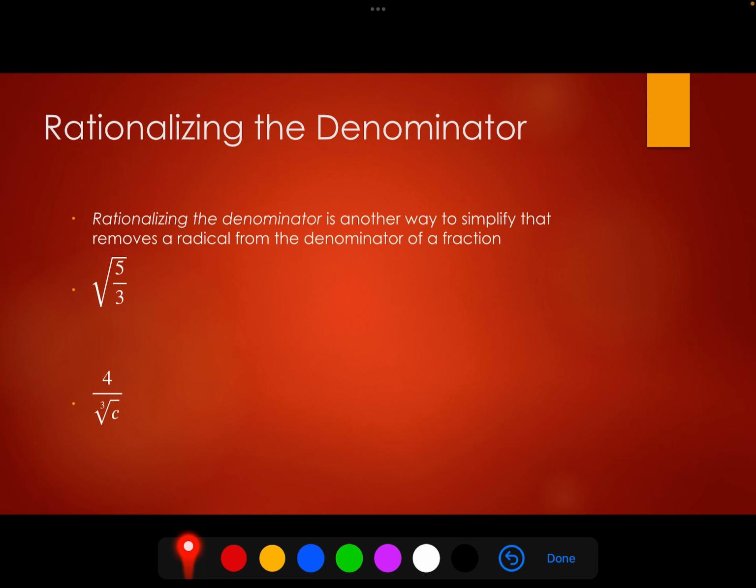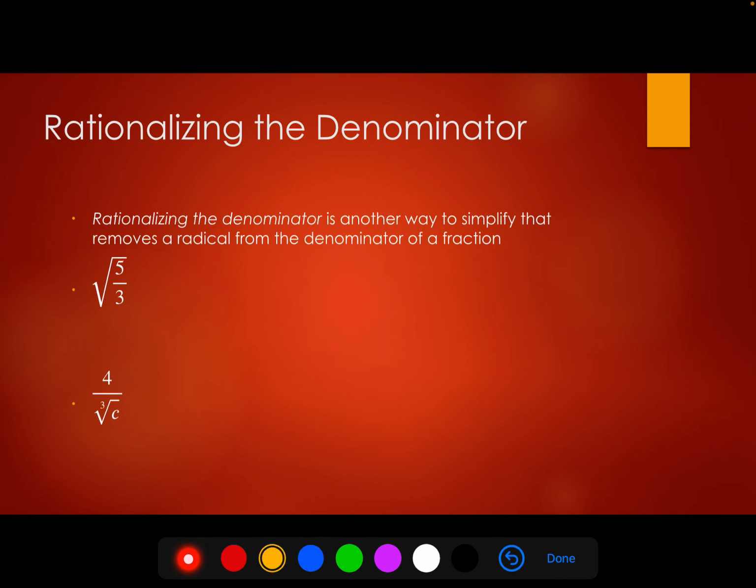Now let's take a look at how we do what's called rationalizing the denominator. Rationalizing the denominator is another way to simplify that removes a radical from the denominator of a fraction. For whatever reason in math, it just makes it a little simpler if we don't have any radicals in our denominator. So if we want to put a radical expression in its simplest form, we have to make sure that there's no radical sign in the denominator. So let's take a look at how to do that.